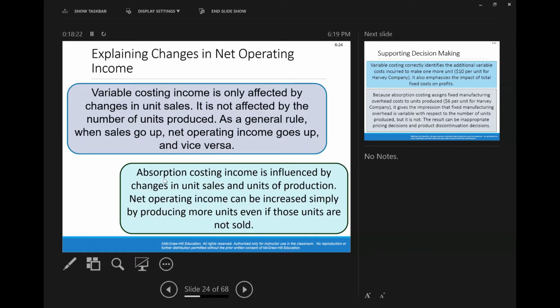Absorption costing income is influenced by changes in unit sales and unit production. So remember, it fluctuates depending on what's left in inventory and what you're selling. If you have some inventory coming in, that's why it's fluctuating between both what's being sold and what's being produced. Maybe this month the production was less than what was actually sold. Net operating income can increase simply by producing more units, even if those units are not sold. So remember that scenario: when we produce more units than we're actually selling, then we have better net operating income.